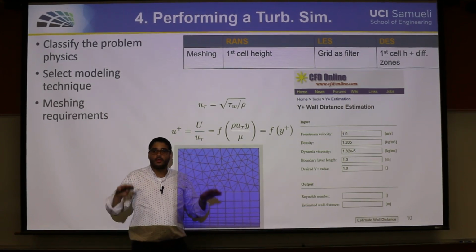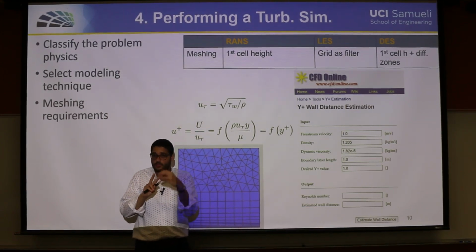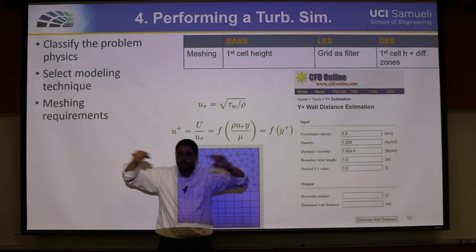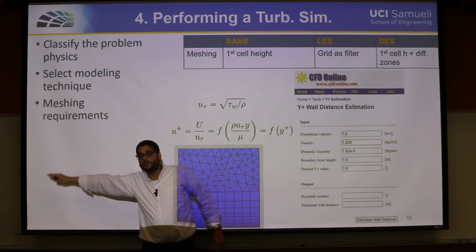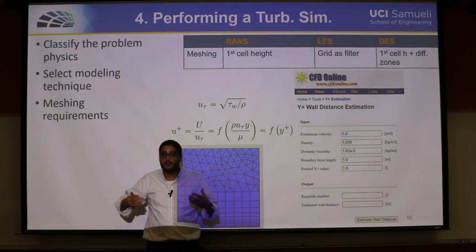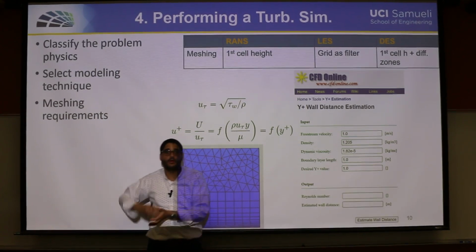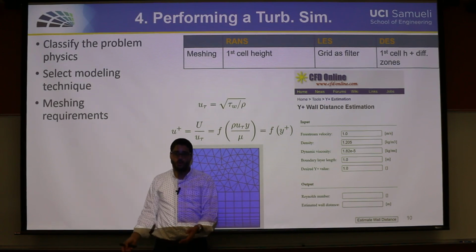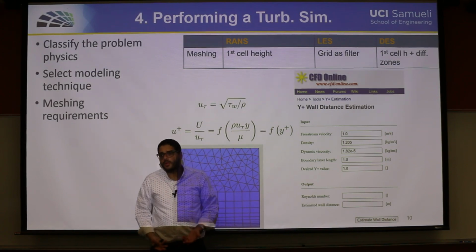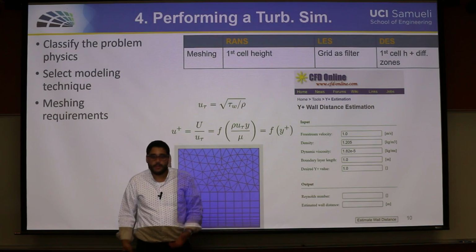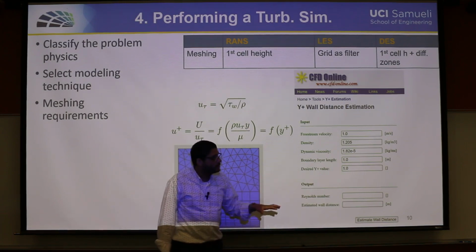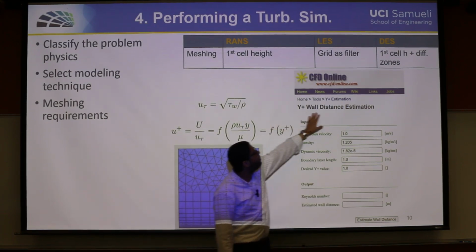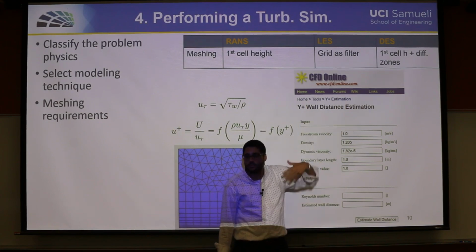Because of that, you can have two ways. You can either assume a first cell height, go and do your CFD simulation, and then plot your Y plus values. If they are large, around 5 or 10 or more, then go for a smaller one. But this could be a little bit tedious, and I don't recommend that. There is a very nice tool. It's called the Y plus wall distance estimation.